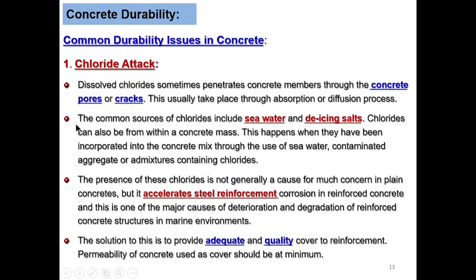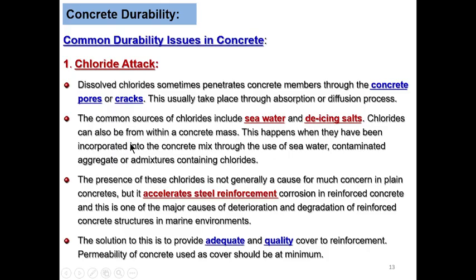So now let's look at common durability issues in concrete. The first one is chloride attack. Chloride attack occurs as a result of dissolved chlorides that sometimes penetrate concrete members through the concrete pores or cracks. This usually takes place through absorption or diffusion. So when you have these dissolved chlorides, they are dissolved in water and they have a way of penetrating into the concrete mass. The common sources of chloride include seawater and de-icing salt.